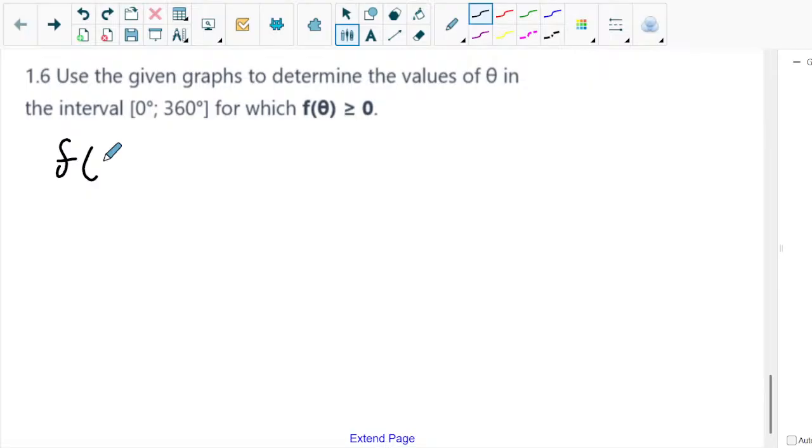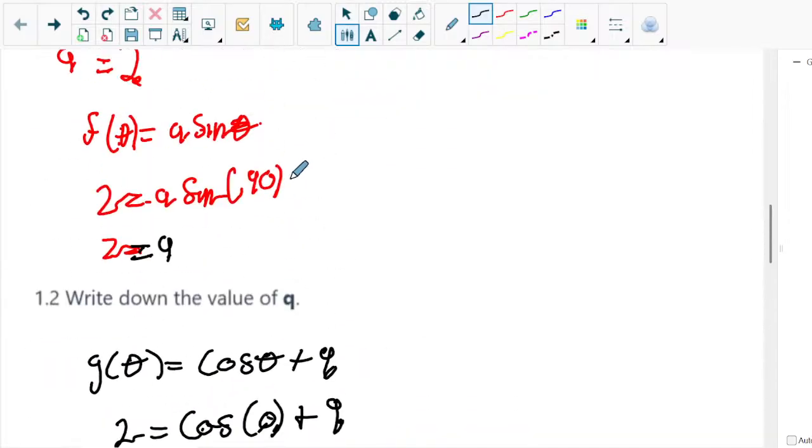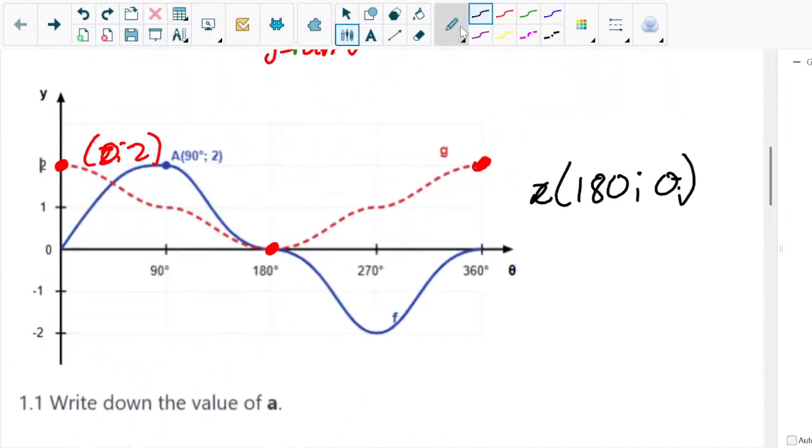For which f of theta is greater or equivalent to 0. They can also do that, which f of theta is greater or equal to 1. They're saying, when is the graph of f of x going to appear above the x-axis? So you're going to highlight which part you see this graph above the x-axis. Go to the x-axis here. You see this line? X-axis, our y is equal to 0.